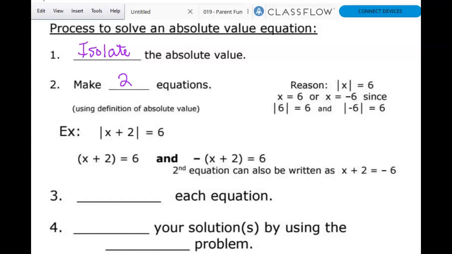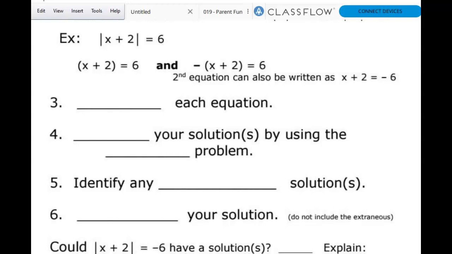And the reason I'm making two equations: if I put a 6 inside the absolute value, I get 6, right? But if I put a negative 6 inside the absolute value, what do I get also? So the 6 and the negative 6, we don't know which one we're going to use. And that's why we get two equations. We're going to solve each equation. We're going to check our solutions using the original problem.